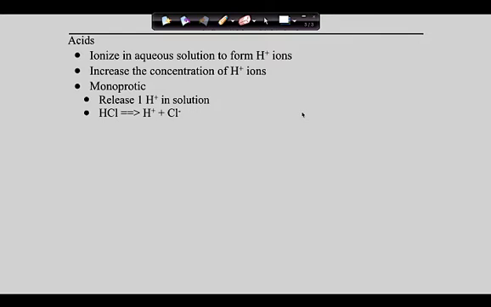Now guys, not surprisingly, if we've got monoprotic acids, we also have what are called polyprotic acids, where poly means many, like polygon is many-sided. So a polyprotic acid is an acid that releases more than one proton into solution.